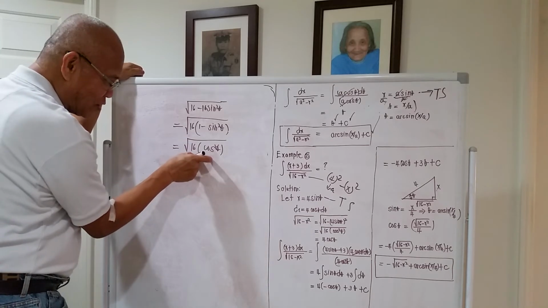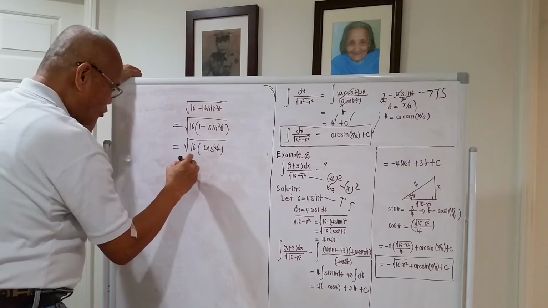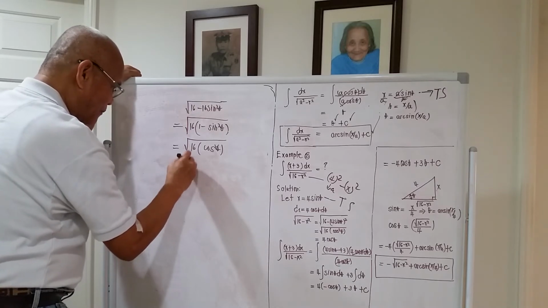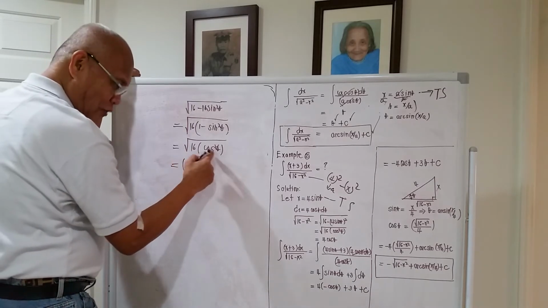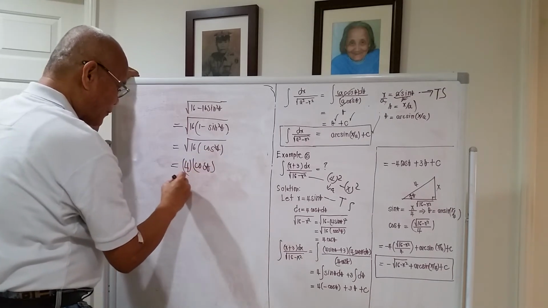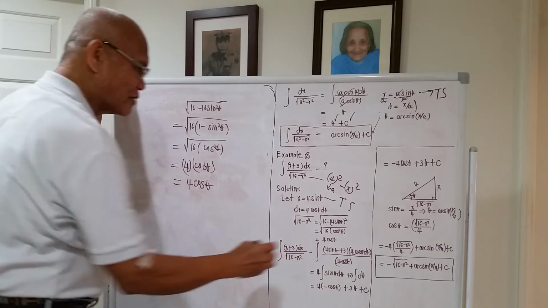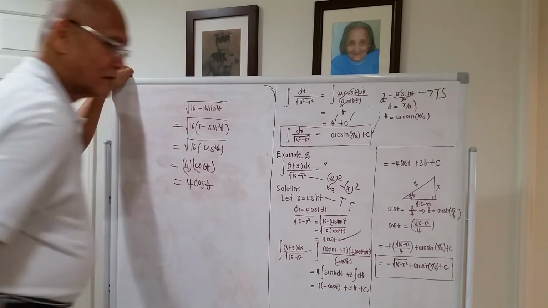The operation inside is multiplication, right? So the square root of 16 is 4, plus or minus 4, or we will take the positive sign. The square root of cosine square of theta is cosine of theta. So this will be 4 cosine of theta. Okay?